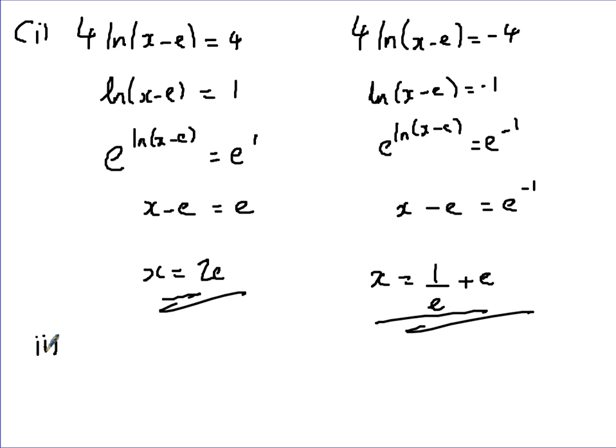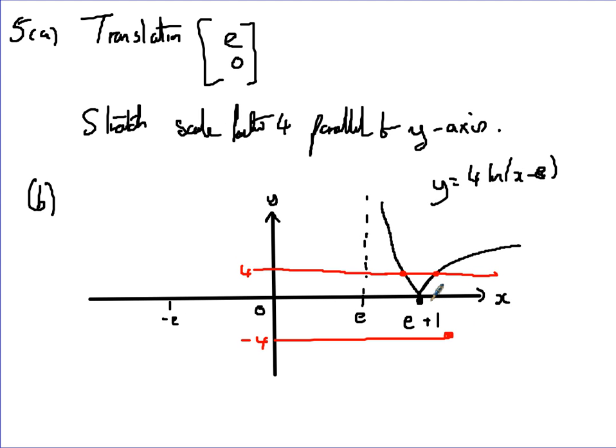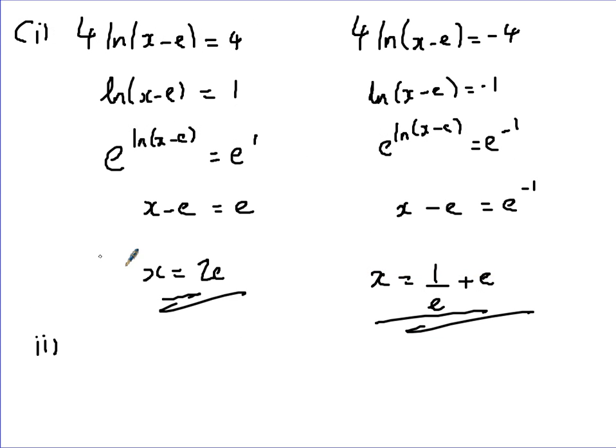Part 2, hence or otherwise solve the inequality where this is greater than 4. So if we just drop back to this bit, when is the modulus itself greater than 4? It's at this value here when it's less than that, and it's at this value here when it's greater than that. So if we look at our points, then what are we doing here? So it's 2e, or e to the minus 1 plus e, well that's the smaller value there, isn't it? So it's when x is less than that, and x is greater than 2e.